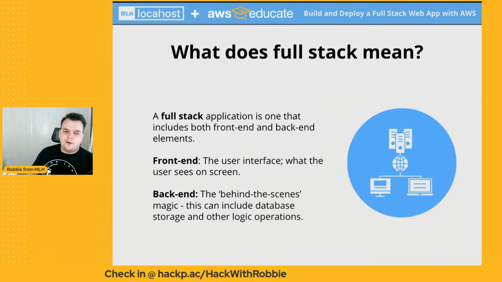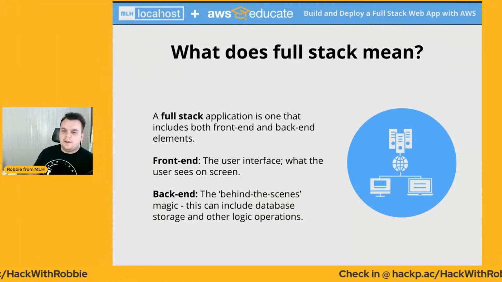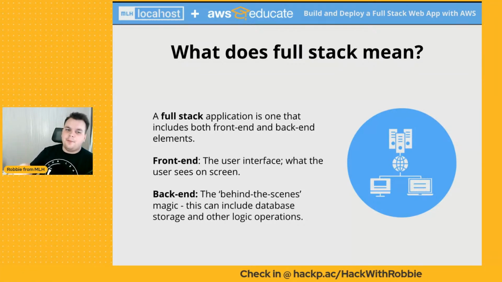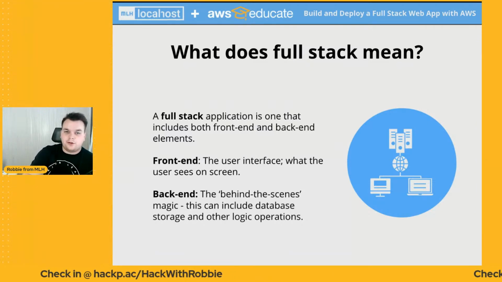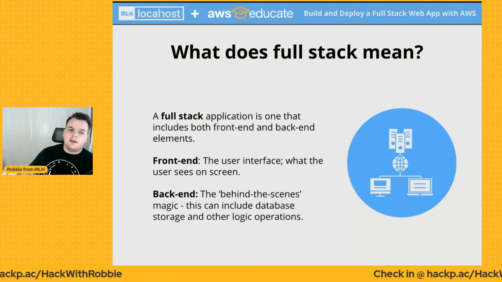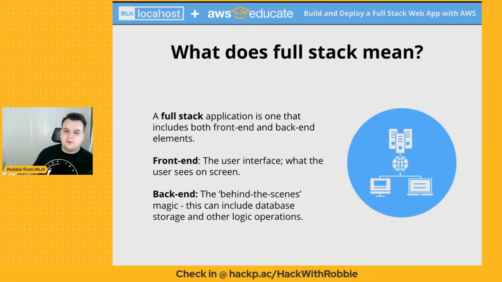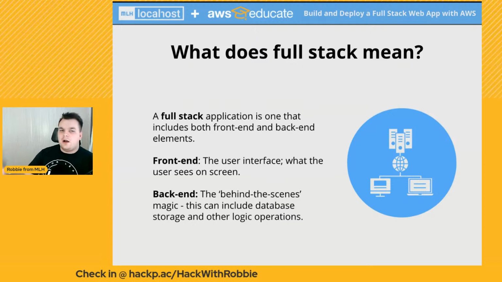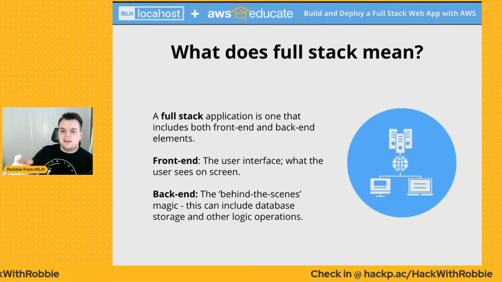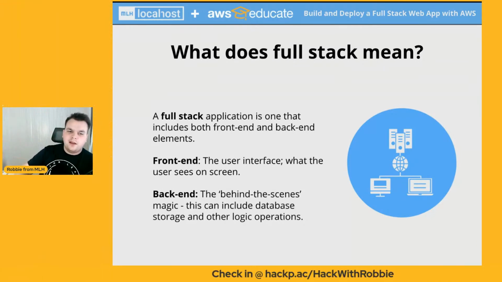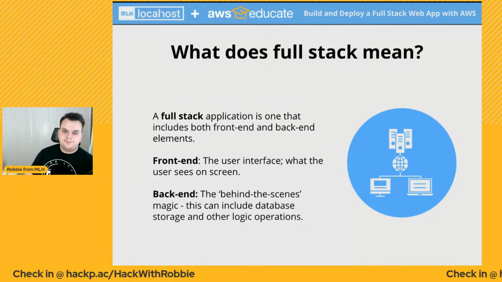Now let's talk a bit about what full stack means. A full stack application is one that includes both a front end and a back end. The front end is the user interface. It's what you actually see on your screen, what the user's browser will render. And the back end is the behind the scenes magic, so we say. All the stuff that goes into working out what should be shown on the front end. If you're on Facebook, the front end is the actual feed that you see scrolling through posts, and the back end is all the databases and the logic that works out which posts to show you.